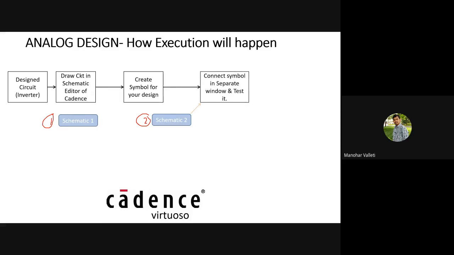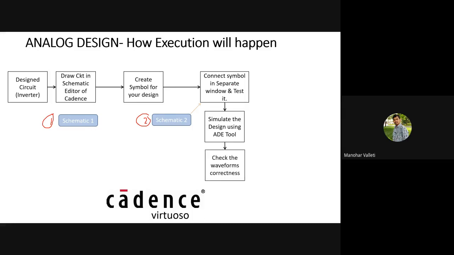So to check your design, whatever the proper power supplies are needed, you will connect accordingly. Connect the symbol in a separate window and test it. With the help of the Cadence tool, you will use the ADE tool to simulate your design. To simulate your design means waveforms, right? Simulation means you will get waveforms.